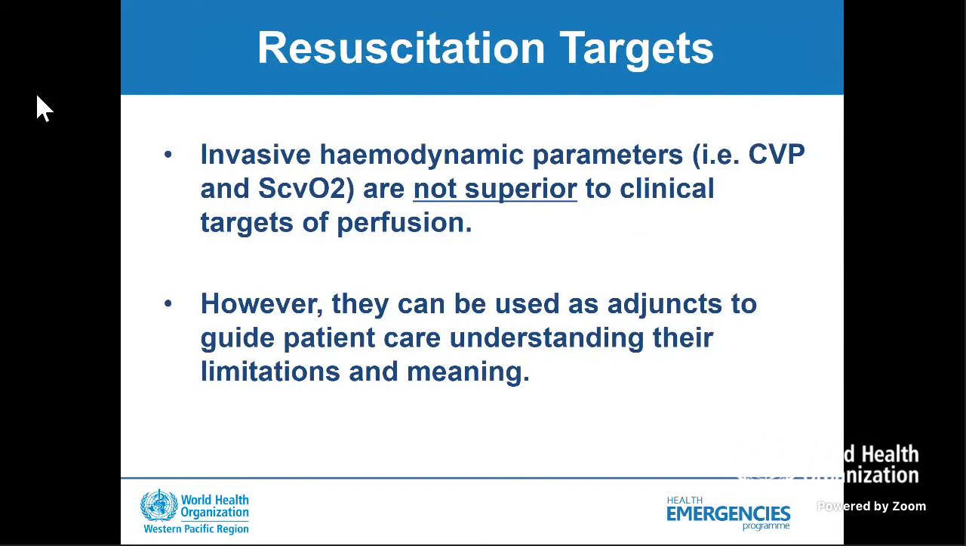An important point is that these predictors of fluid responsiveness, especially the invasive ones like central venous pressure, are not superior to the 5 clinical targets of resuscitation: the reversal of hypotension, altered mental status, skin signs, urine output, and lactate clearance. However, these predictors of fluid responsiveness can be used as adjuncts to help guide patient care, as long as their meaning and limitations are fully understood.